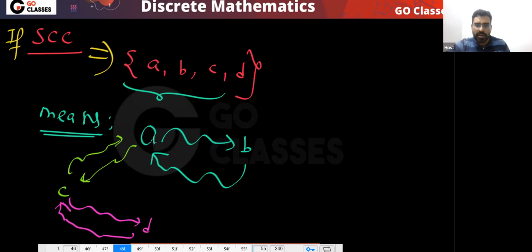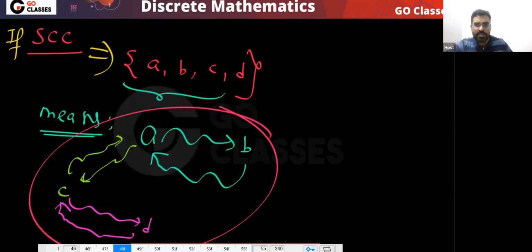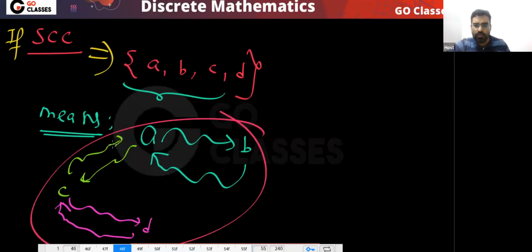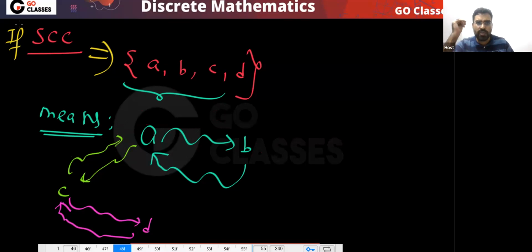Now, is there any path from A to D? Yes, this is the path from A to D, and this is the path from D to A. So between any two vertices you take, there is a path. For every two vertices you take, there is a two-way path.